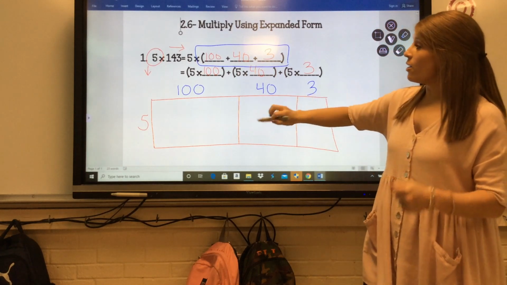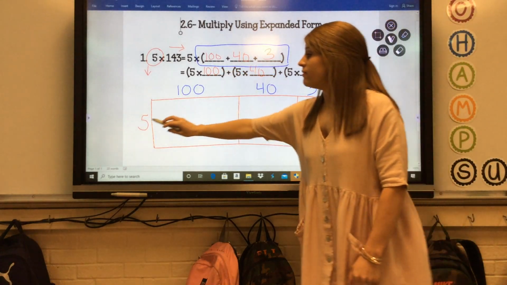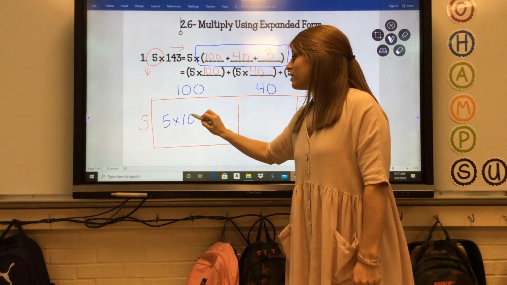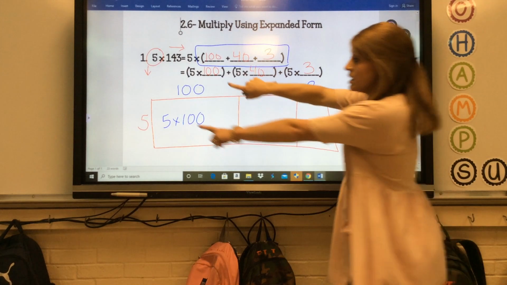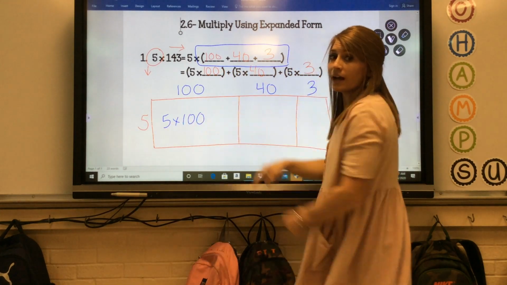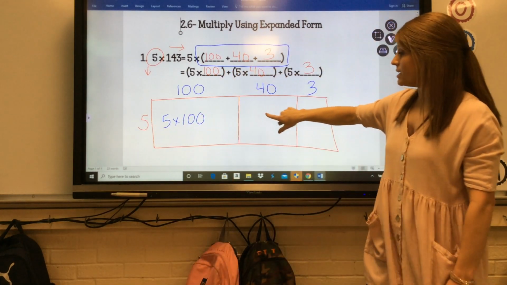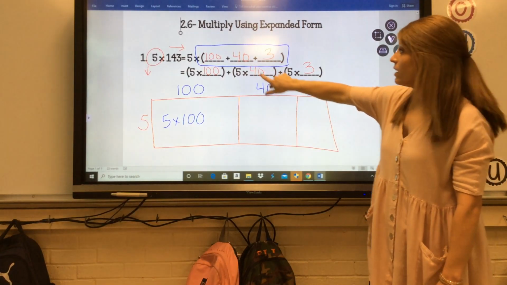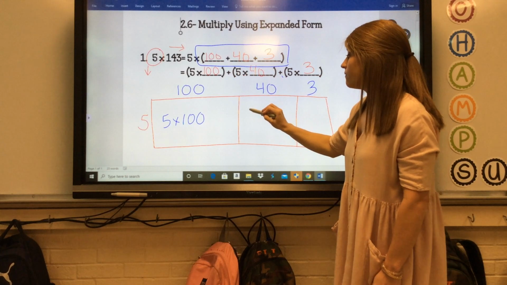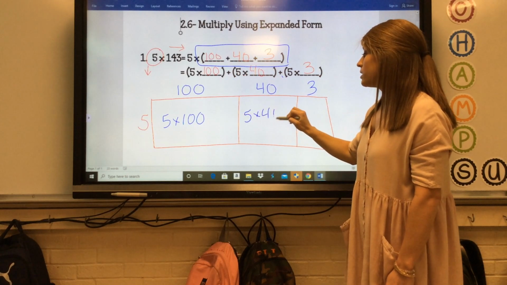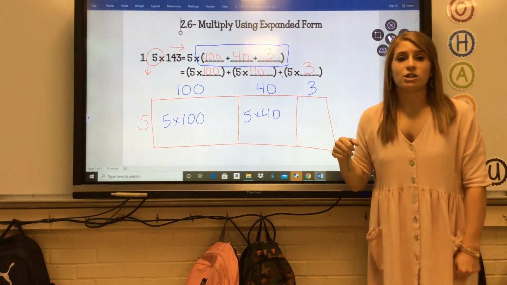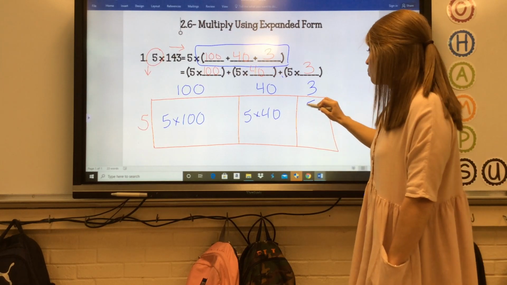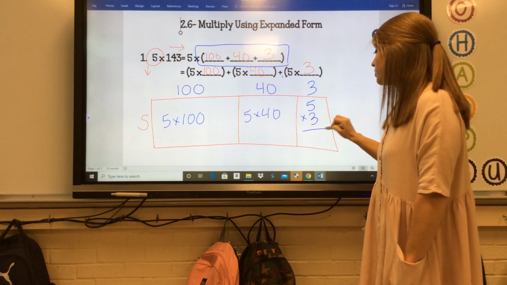So now I'm going to put 5 times 100, just like we did in the lesson with the distributive property where we're seeing where they're matching. Okay, then I'm going to take this 5 and come to my next section, and it's going to be 5 times what? 40. Very good, just like right here. 5 times 40. And then what's going to be my last section? Very good, it's going to be 5 times 3. Wonderful job. 5 times 3.